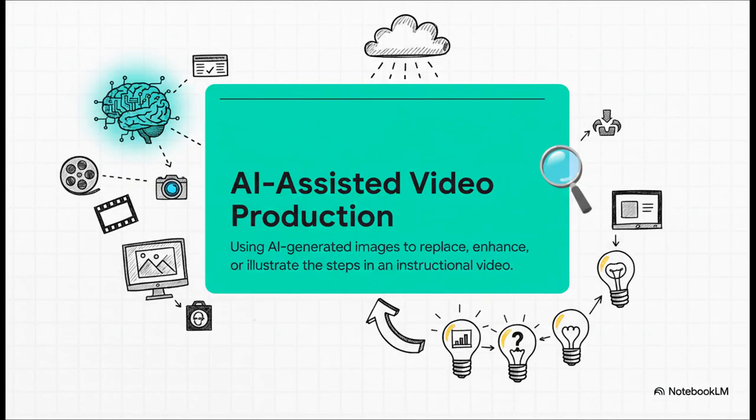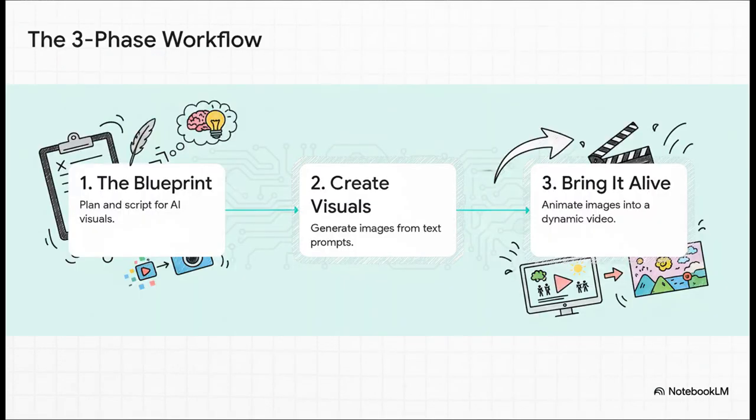So, what do we call this? Well, the official term is AI-assisted video production. It's really just a method for using AI to generate all your visuals. You know, your B-roll, your cutaways, all the imagery that makes an explainer video super clear and engaging. And the best part? It follows this really simple three-phase workflow. First, we have the blueprint. Second is creating the visuals. And third, we're bringing it alive. Let's break down each one.